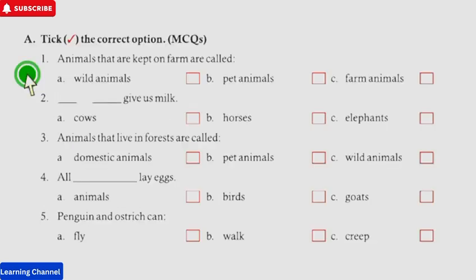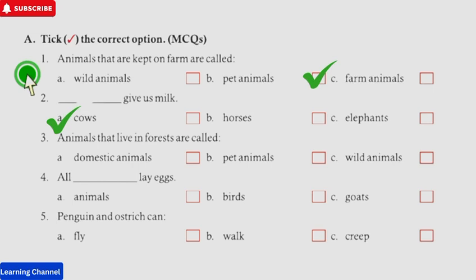Let's do a small activity to clear your concepts. Tick the correct option. Animals that are kept on farm are called A. Wild animals, B. Pet animals and C. Farm animals. The answer is farm animals. Dash gives us milk. A. Cow, B. Horses, C. Elephant. The answer is A. Cows.